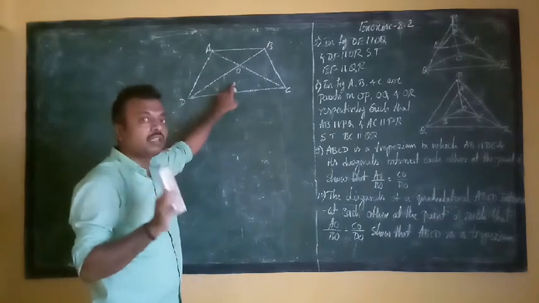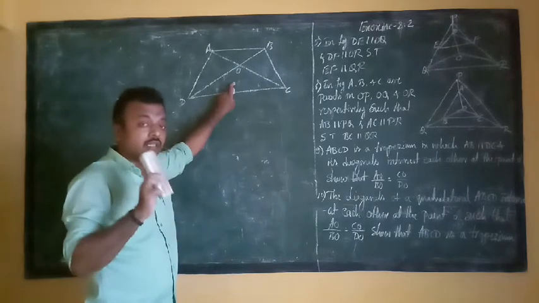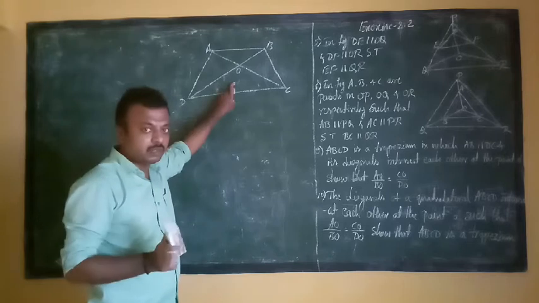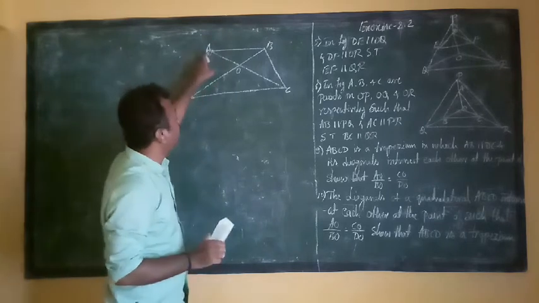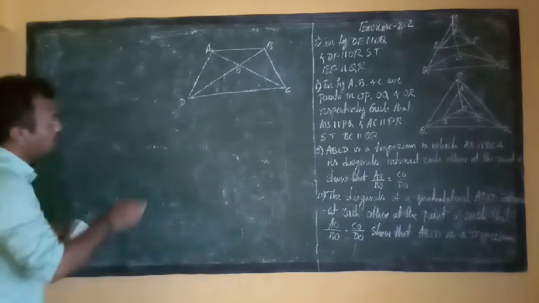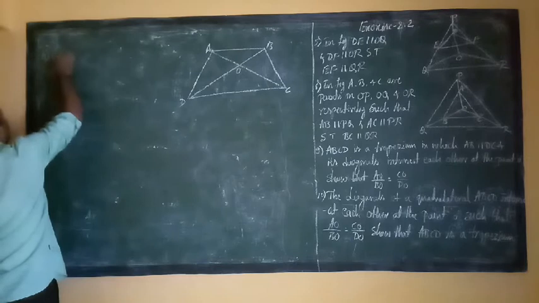If you want to prove that ABCD or any quadrilateral is a trapezium, then one pair of sides should be parallel. Okay. So we want to prove AB is parallel to CD. First, given question number 10. Given, we have to write down.